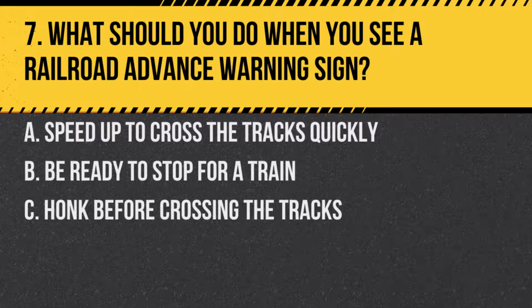Question 7. What should you do when you see a railroad advance warning sign? A. Speed up to cross the tracks quickly. B. Be ready to stop for a train. C. Honk before crossing the tracks.